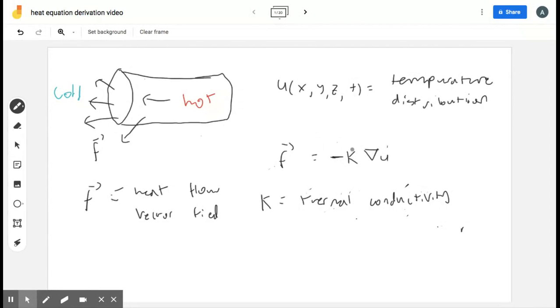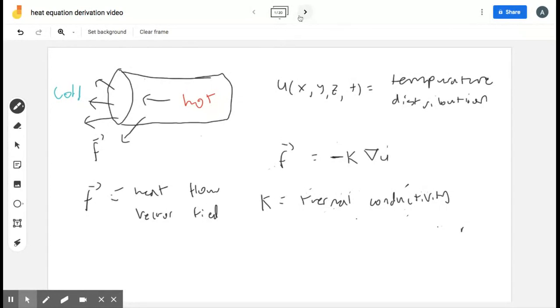Because the greater this constant is, the greater the magnitude of the heat flow vector field will be, so the heat will flow at greater velocities, and over time the temperature distribution will change faster. Like aluminum, you would be comparing aluminum to something else where the heat doesn't flow as well. Okay, so now we know we have this equation.